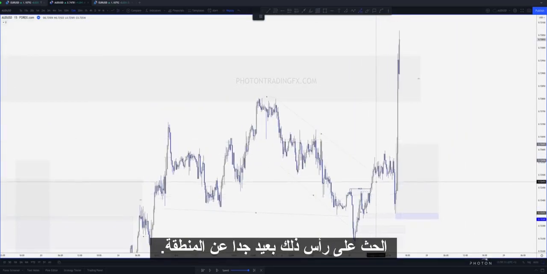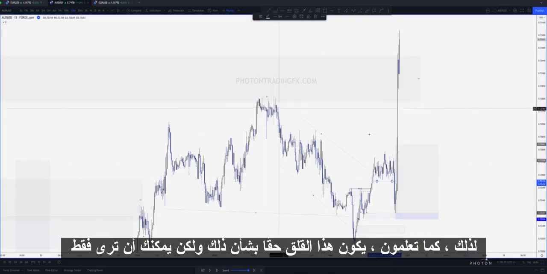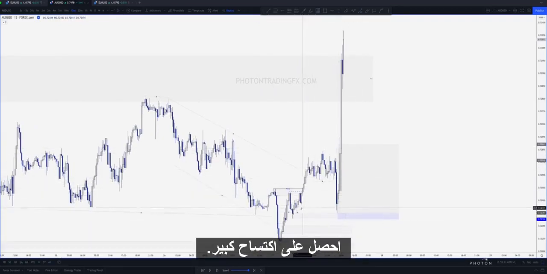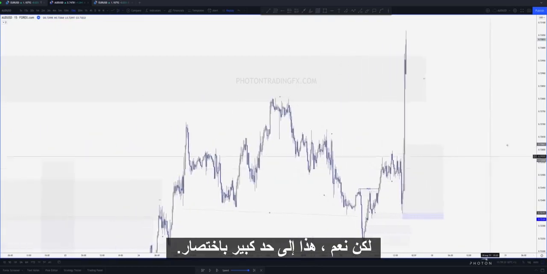Obviously we had a bit of inducement on top of that. It's quite far away from the zone, so I wouldn't really be that concerned with it, but you can just see what's going on here, right? The lows get taken, big sweep. But yeah, that's just pretty much it in a nutshell.